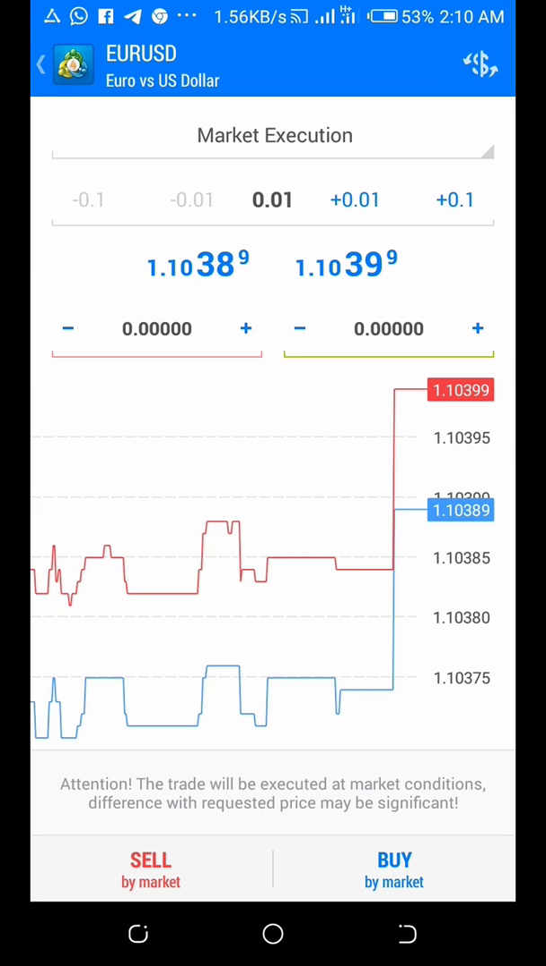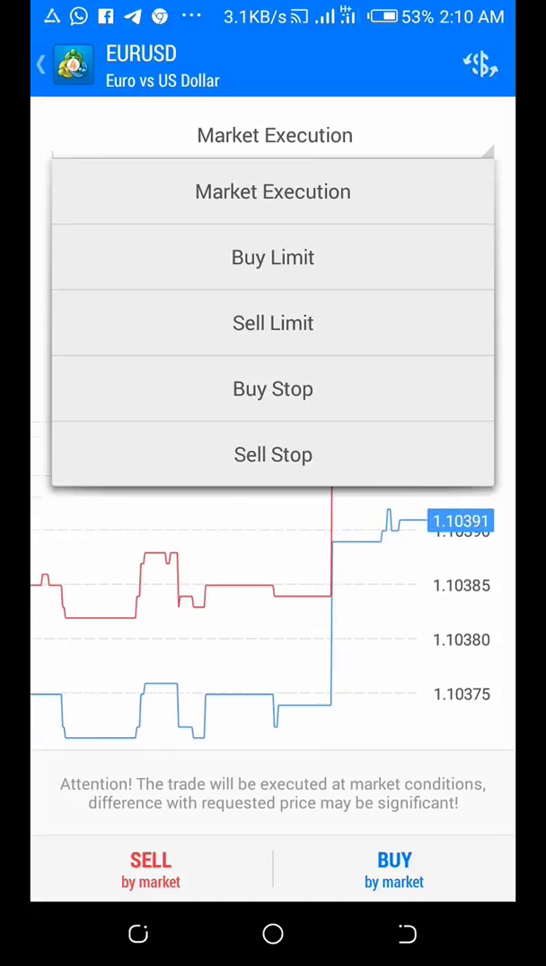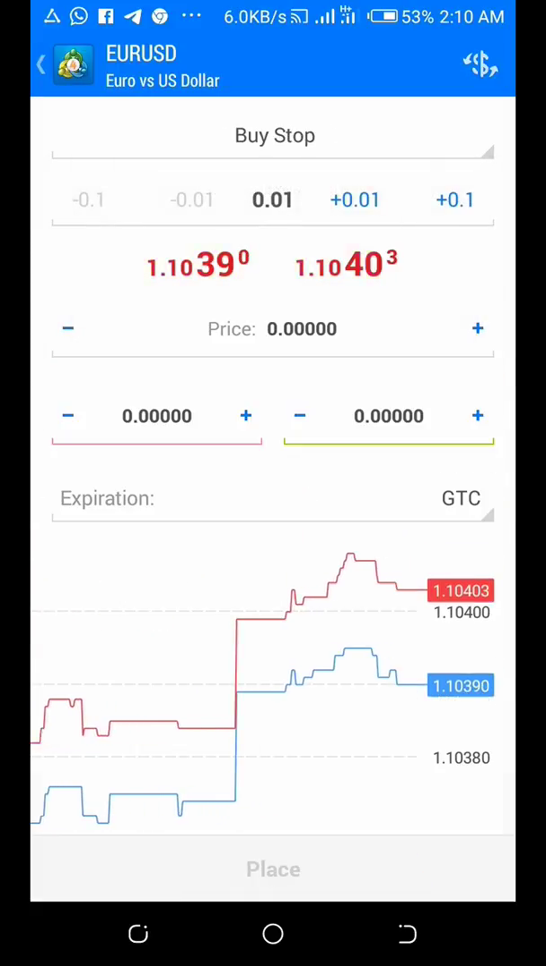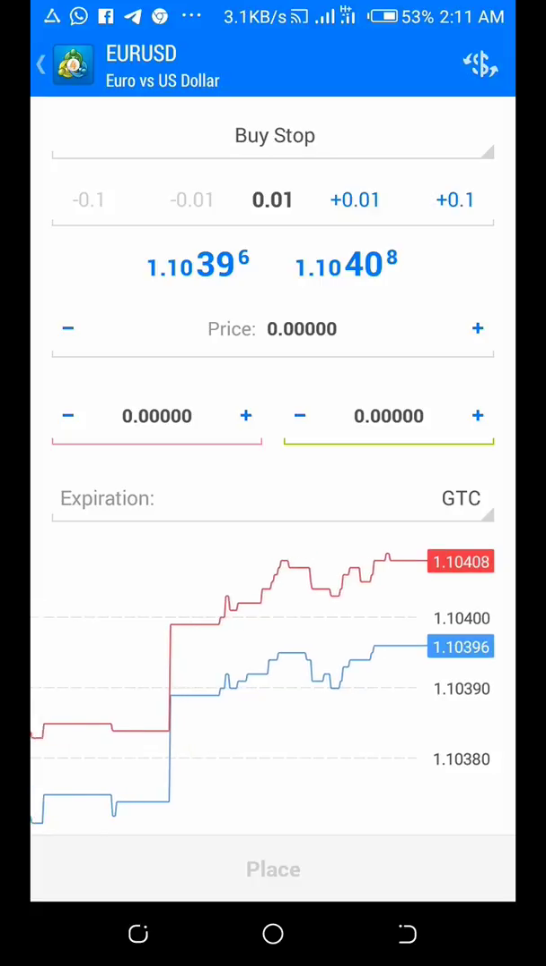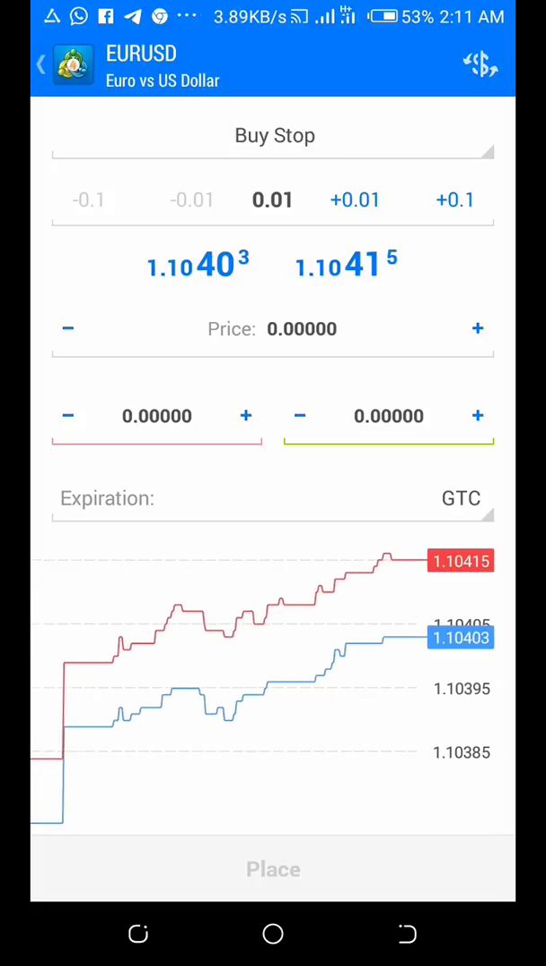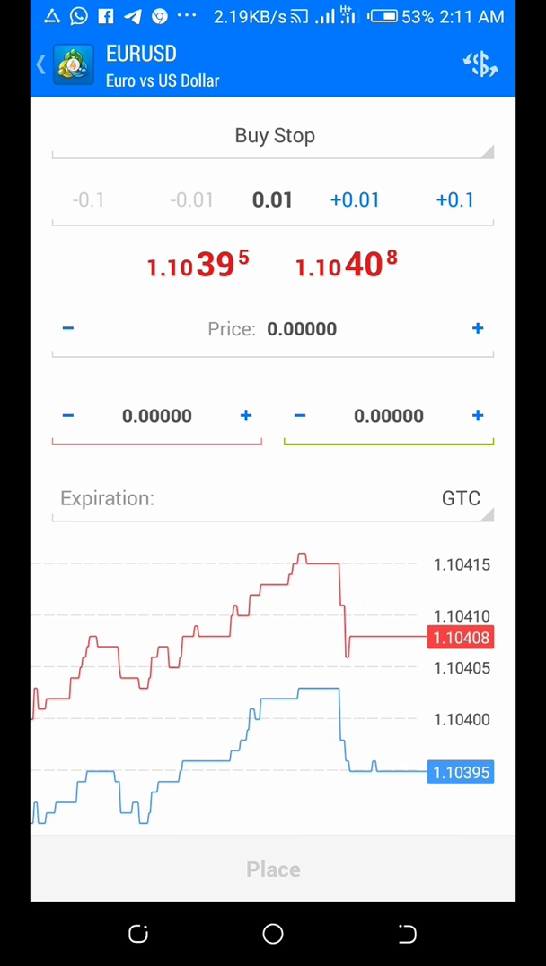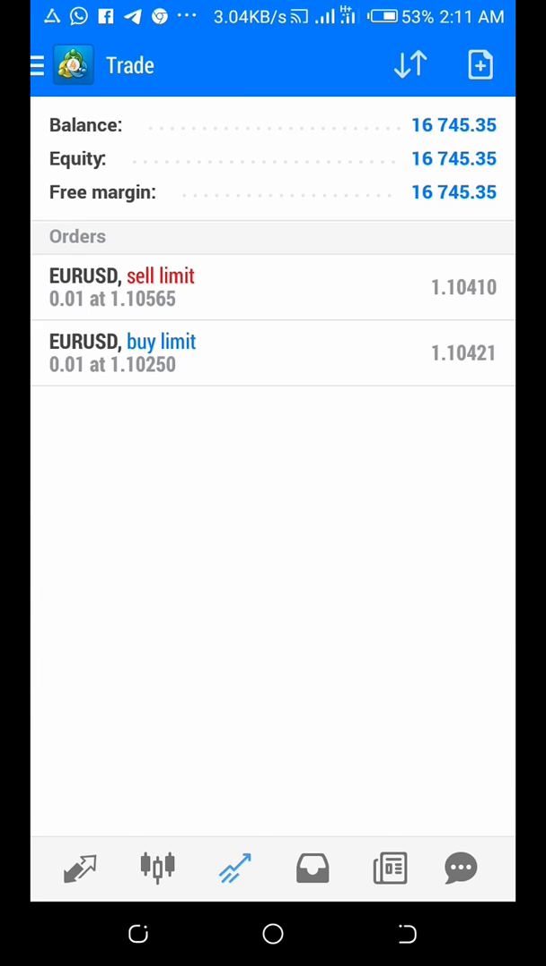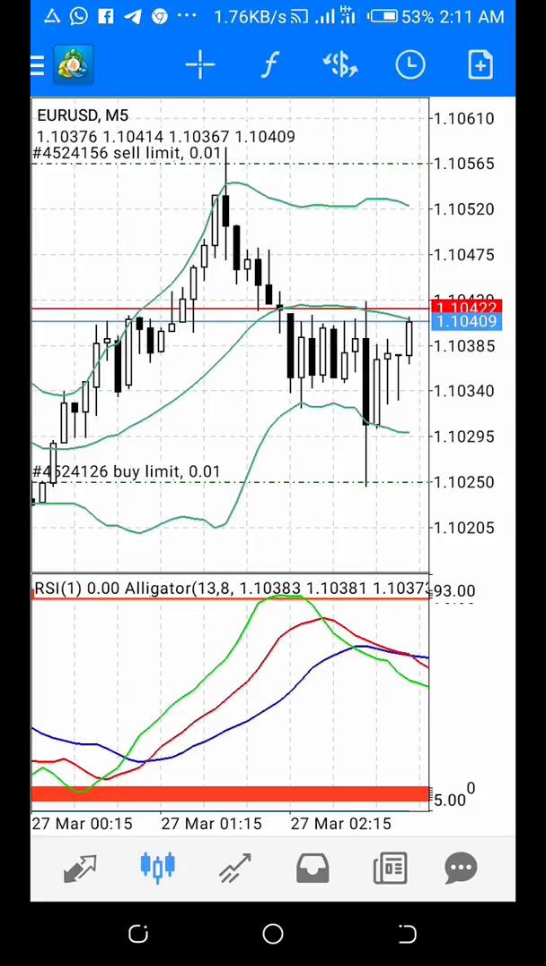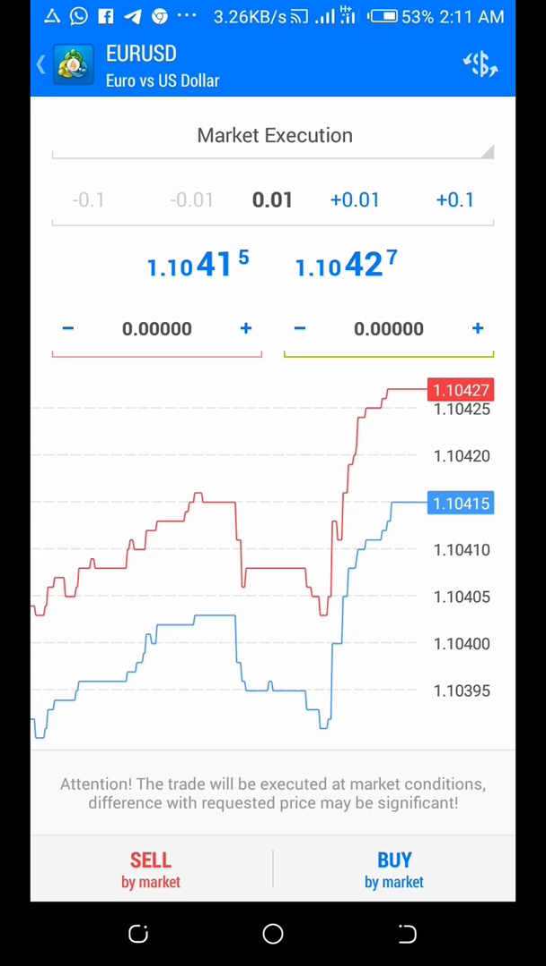Okay, let's move to the next pending order, which is buy stop. So what is buy stop? A buy stop is an order placed above the current price, and you expect the price to keep going up. Okay, let's go to our chart here. I said if my market was able to get to 1.10565, the market will keep going up from my analysis. Order placed above the current price, expecting the price to keep going up.